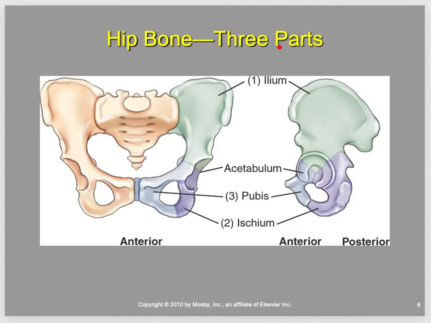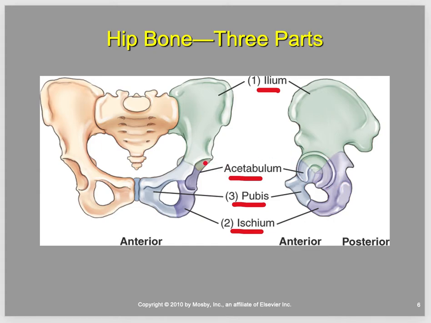So hip bones, you have three parts. You have the ilium, which is one part. You have the acetabulum, which is right here. You have the pubis bone, which comes down here, and then the ischium. So the ilium, ischium, and the pubis create that acetabulum right here.